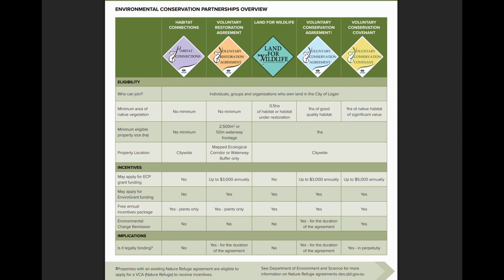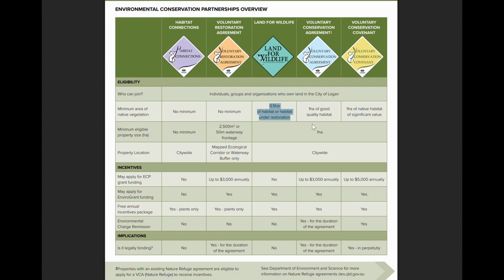For you to join Land for Wildlife, you need at least 0.5 hectares of habitat or habitat under restoration. 0.5 hectares is about 1 acre. With Land for Wildlife, there's no extra grant funding, but you can apply for an EnviroGrant and you get free annual incentives. So the way that incentives work is that you get 30 points per hectare that you have. You can use these points for plants, herbicide, or nest boxes. There's some books that you can get as well.